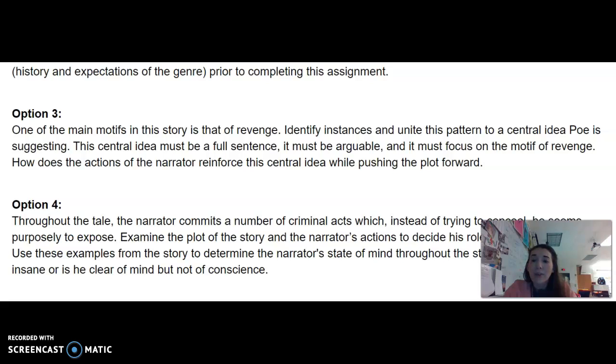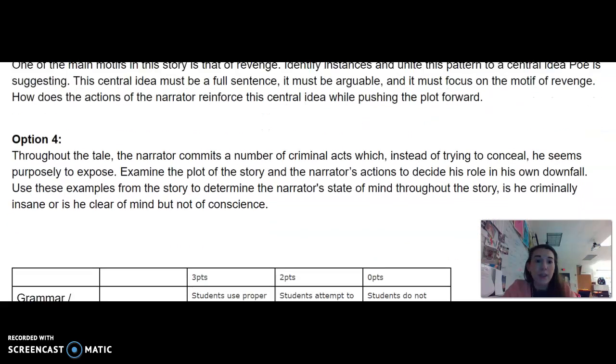So if you have any experience with theme, or you want to have more experience with theme, I would recommend option 3, because theme is pretty much the central idea of the story in a full sentence that is arguable and focuses on a motif, which in this story would be revenge. So if you feel comfortable working with theme, option 3 is a very good option for you.